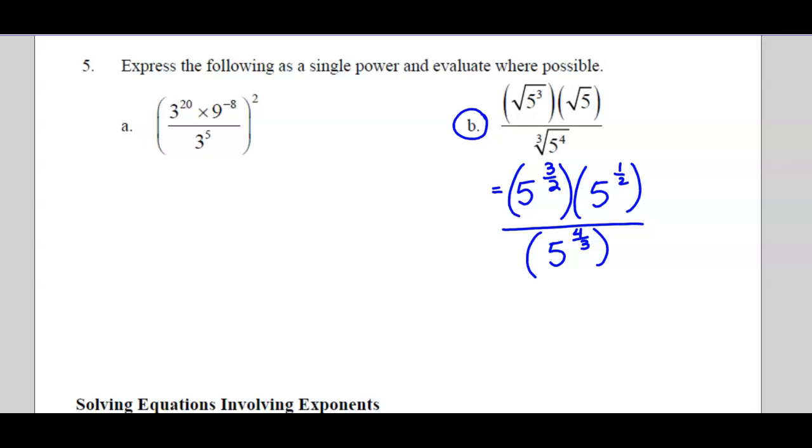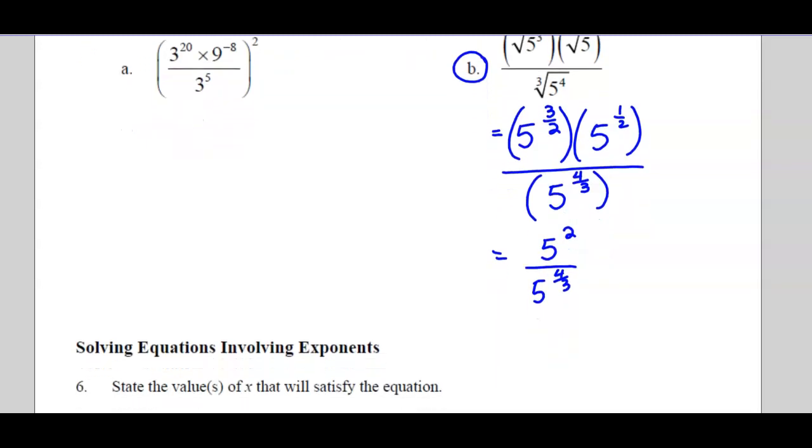So 3 over 2 plus 1/2 is 4 over 2, which is 2. Then we're dividing powers with the same base. So you want to subtract your exponents. So that would be 6/3 minus 4/3 is 2/3. Okay? And really it doesn't evaluate to anything nice. So I just leave it like that.